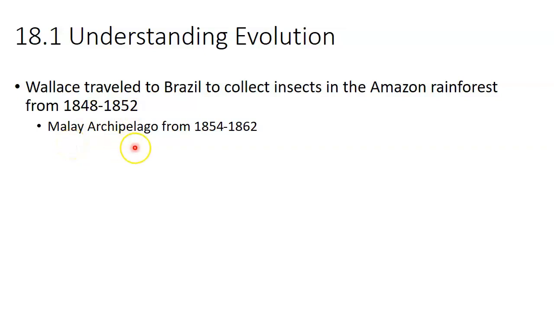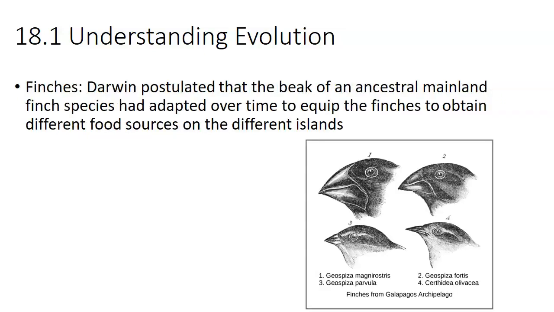He studied on the Malay Archipelago, which again is another island chain, from 1854 until 1862. So again, you saw his work in that video. So both scientists were studying similar regions. Okay, both of them were studying these island chains. So let's go to some of Darwin's work. Again, you saw a lot of this in the video, so I was trying not to repeat too much.